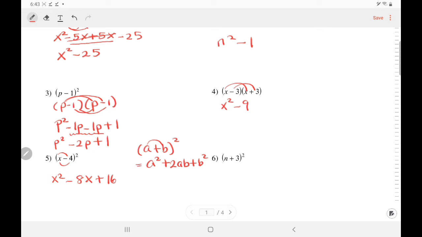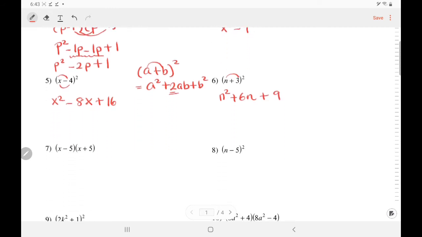Let's try it on number 6. So I will square the n to get n squared. I will multiply the 3 and n to get 3n, but I have to double it because as we saw here, you do it twice. So plus 6n. And then you square the 3, which is 9. Let's do a little bit more practice.